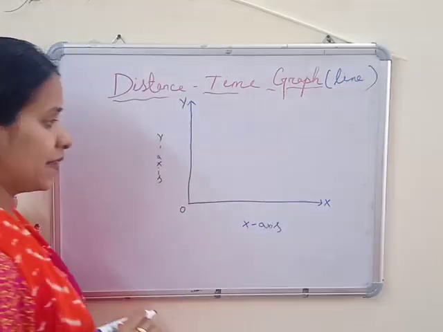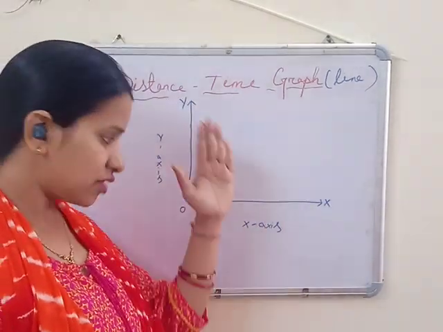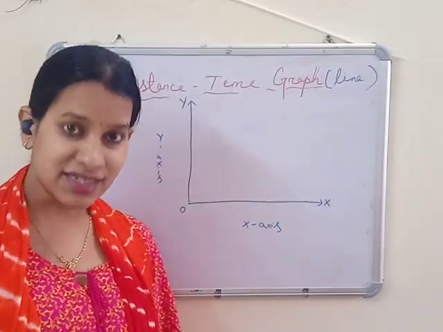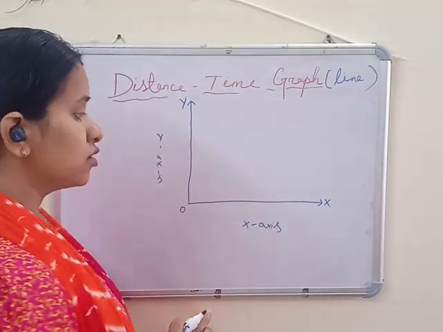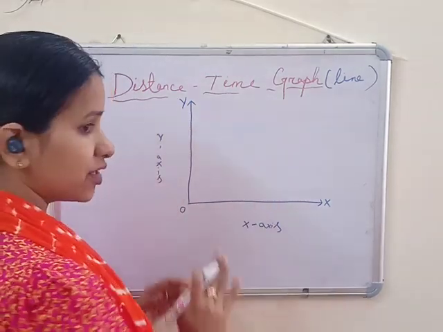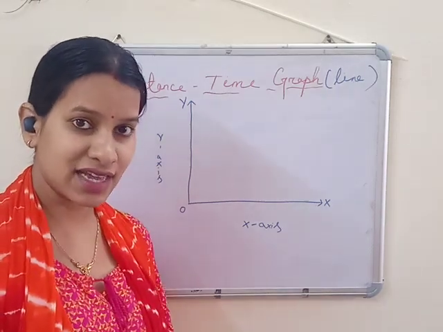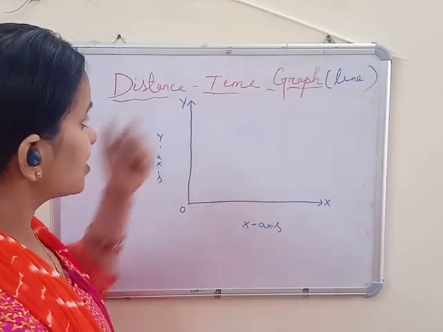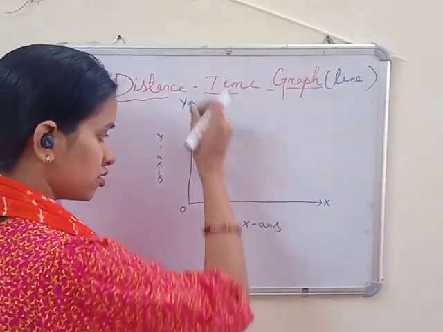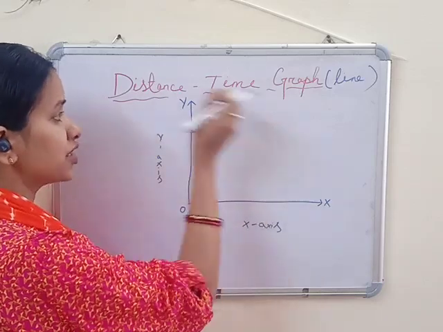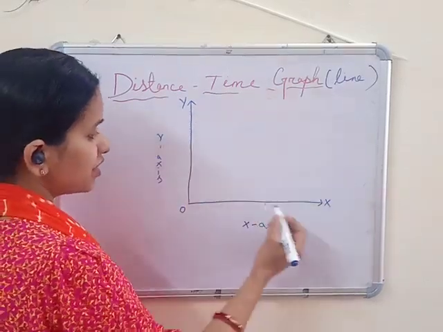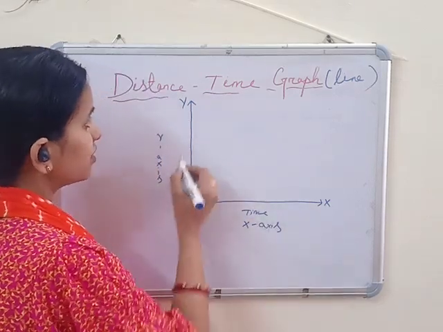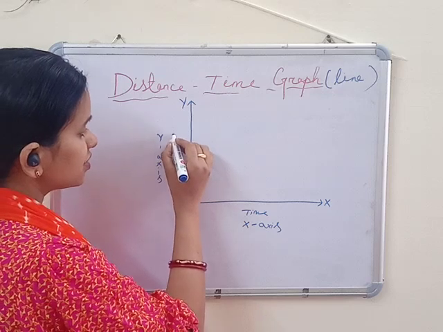Okay. So first, how to draw? First start with the two perpendicular lines, x axis and y axis. Now the second thing you have to decide is which quantity should be represented on the x axis and which quantity on the y axis. So we are doing the graph of distance and time. I will write time on the x axis, and on the y axis I will write distance.